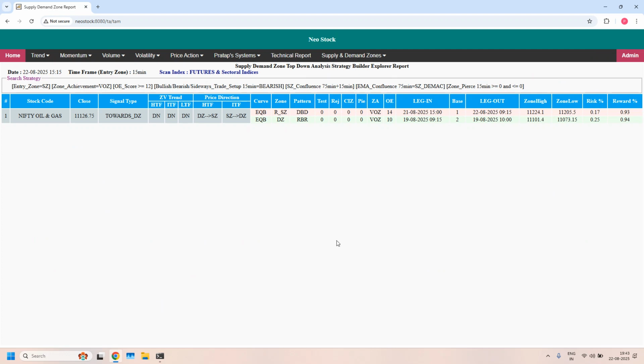We got only one stock. That way this 15 minute supply zone might be having more high probability to get success, provided less than 20 checklist items are satisfied. Otherwise, zone might be violated. Okay, next strategy is LTF, ITF and HTF supply zone confluence and then HTF EMA confluence.